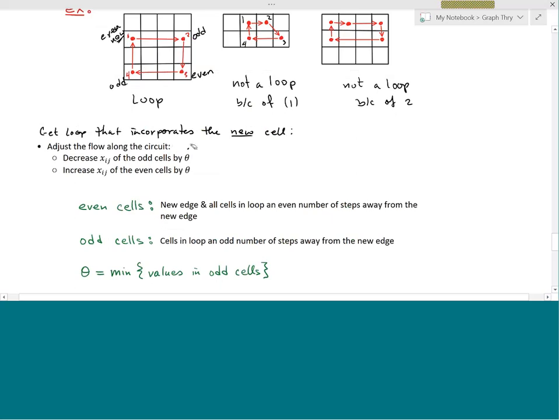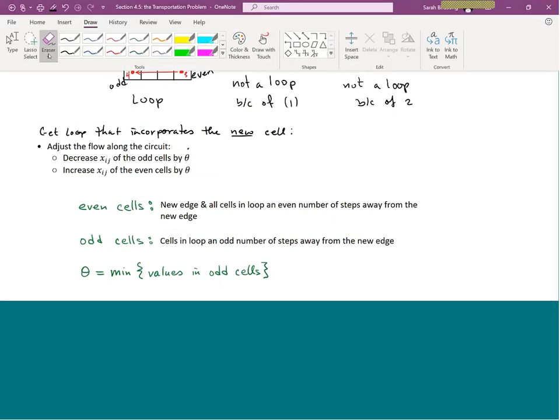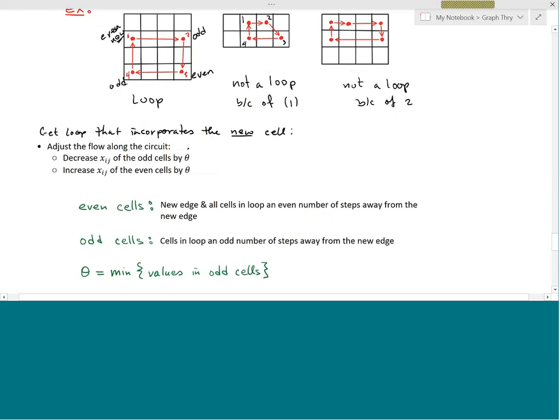The theta here is specifically the value that we're adjusting everything by. This value is the minimum of the values currently in the odd cells. In other words, this is the maximum amount that we can pull from your odd cells and move into your new cell. This is the idea behind it.